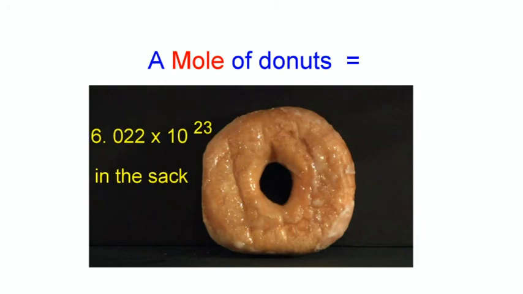Even if he placed a donut in the sack every second, 24 hours a day, it would still take him over 1 trillion years to get our order. We would probably not want to wait around that long anyway. Can you imagine what the bill would be?